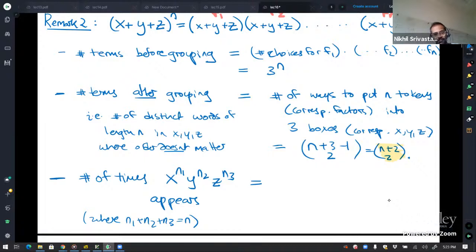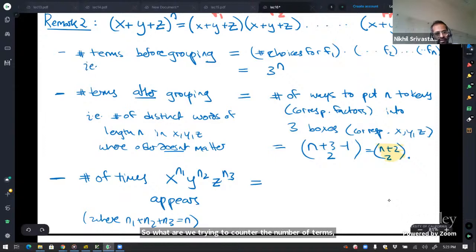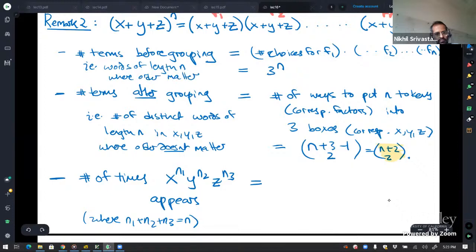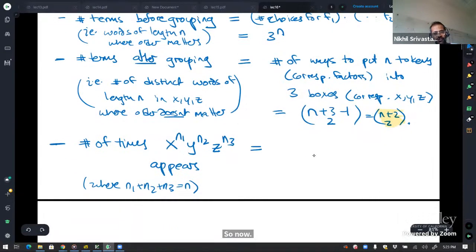So what are we trying to count here? The number of terms before grouping. So terms before grouping are words of length n where order does matter, right? So just to make it clear, in this case, order doesn't matter. So now, how many words where the order does matter correspond to a choice of frequencies of x, y, and z?